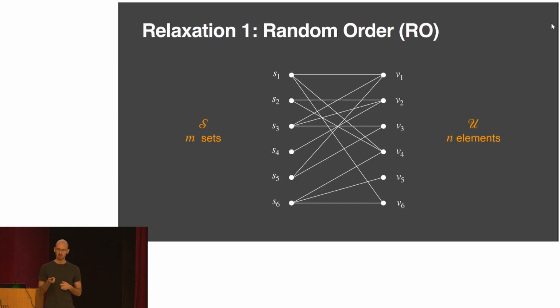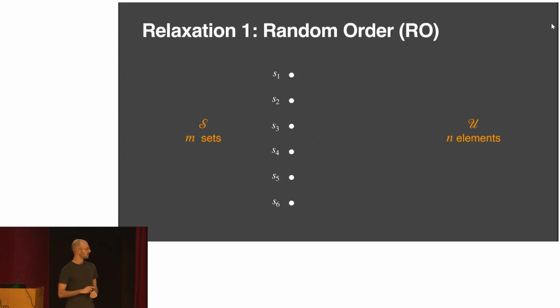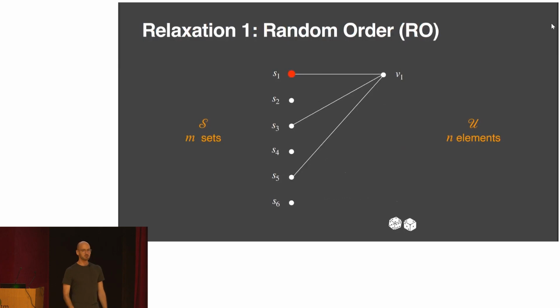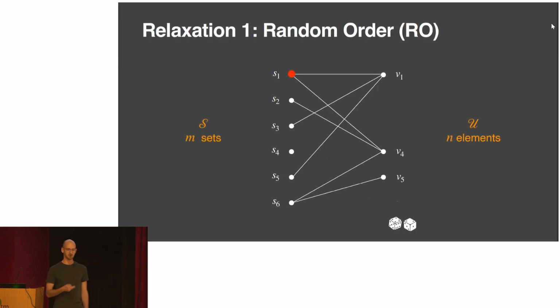One is you can relax the order. So maybe I assume that an adversary fixes an underlying set system, but it's unknown to me. And now this adversary is forced to roll some dice and then reveal the elements in a uniformly random order. So the adversary rolls dice, it's fixed the set system ahead of time, and now we play the same online set cover game, but in this uniformly random order.